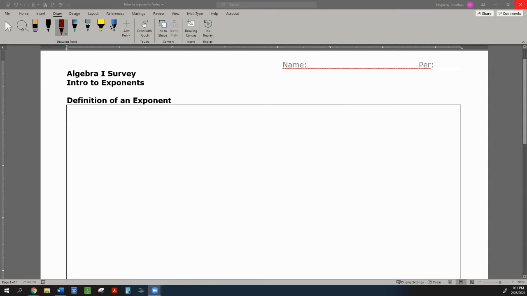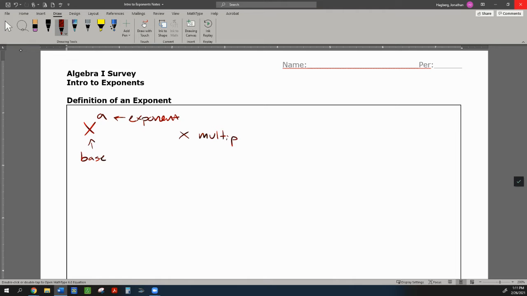Our definition for an exponent, we can say that any exponent is going to be in the form x to the a, where this a is a little bit above the x, where this x here is going to represent our base, and this a up here is our exponent. We would read this as x to the power of a. And what this means is x multiplied by itself a times.